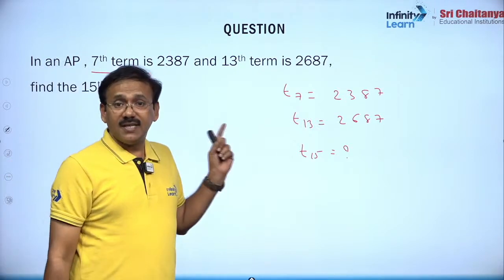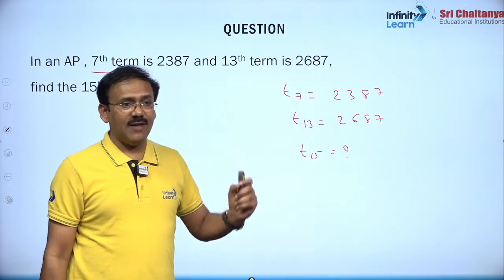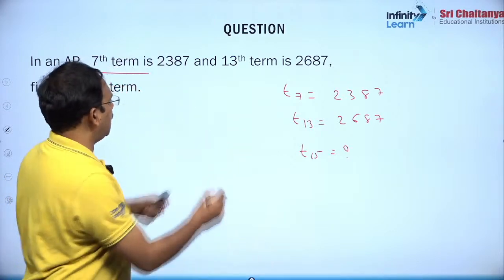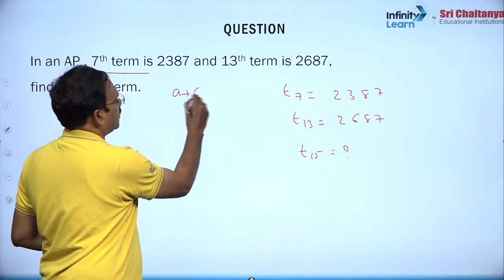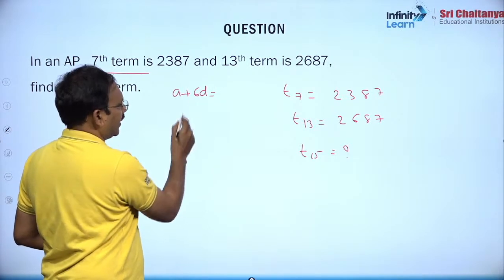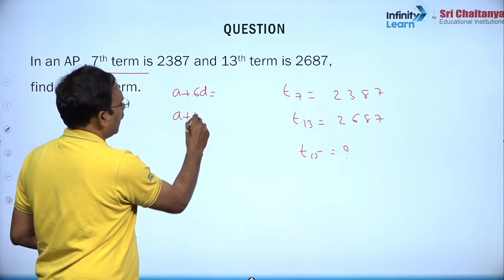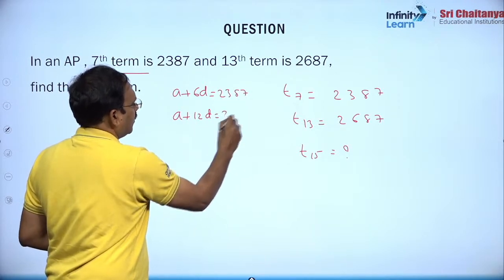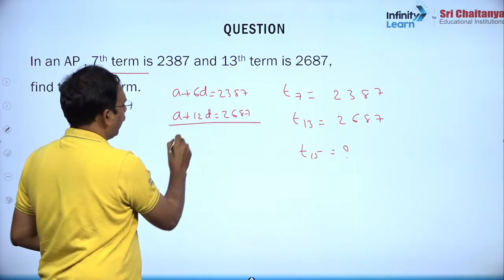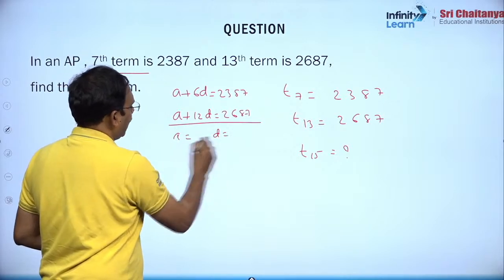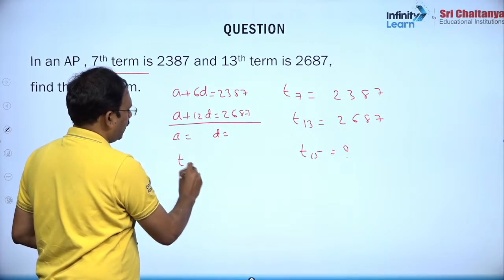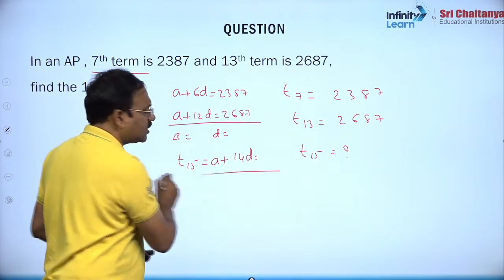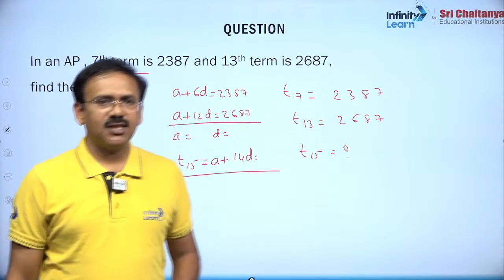Coming to the point, T7, T13 are given, and we need T15. Generally, most of the students will be writing here T7 means A plus 6D. We will get T13 means A plus 12D. They'll solve 2387, 2687. They find A value, D value. Then they try to find T15 means A plus 14D. This is what 90% of the students do.